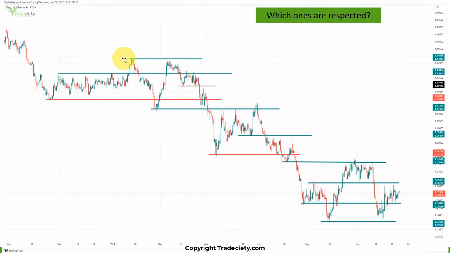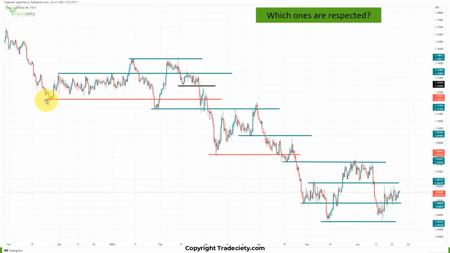And then you can see the green ones I think we can keep. So this one looks good. You can see the market respected it many times as resistance here, here, and here. Here as well, you can see it was resistance here, and then here the market is still respecting it.